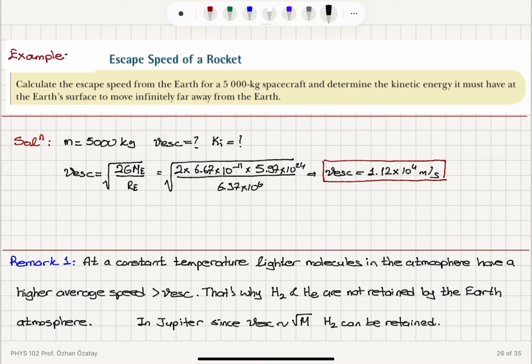Now, what is the initial kinetic energy? Well, there the mass of the spacecraft is important because the kinetic energy is 1 over 2 m v escape squared. So this will be 1 over 2 times 5,000 times 1.12 times 10 to 4 squared. That gives me an initial kinetic energy of 3.13 times 10 to the 11 joules.